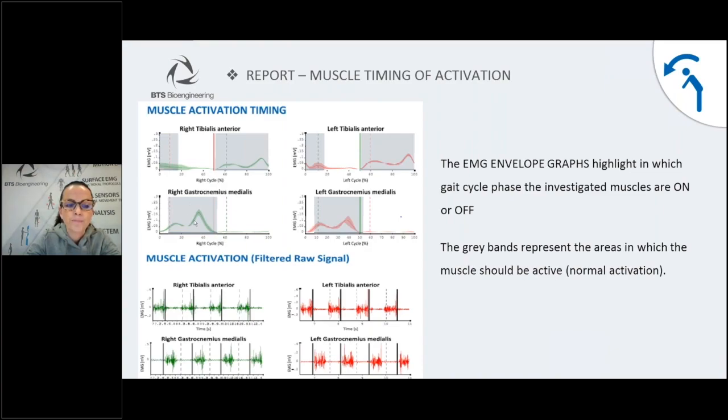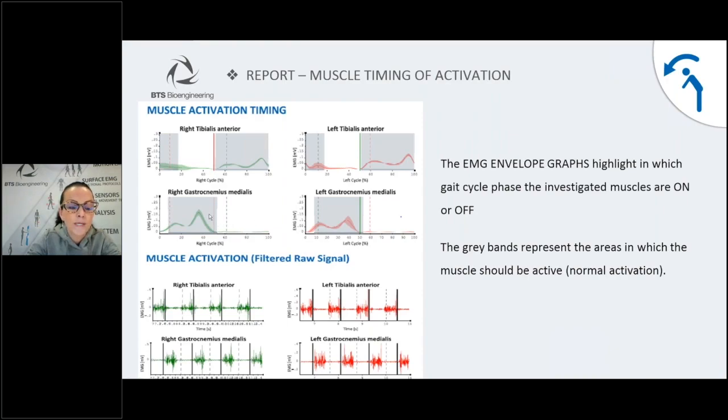In this way, it's easier to verify if the muscle is turning on and turning off with a correct timing of activation, because the peak of activity should fall within these gray bands that represent the phases of the cycle in which the muscle must be active. In the white areas, the muscle should instead be turned off.